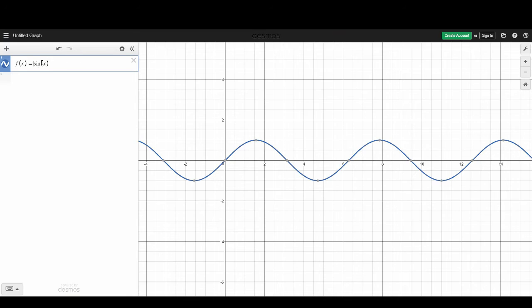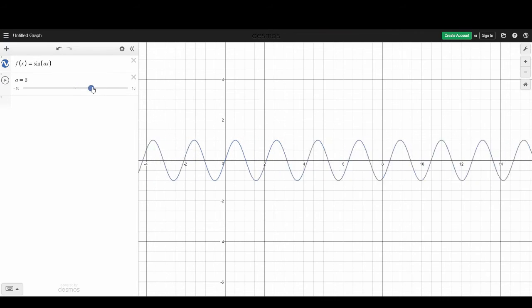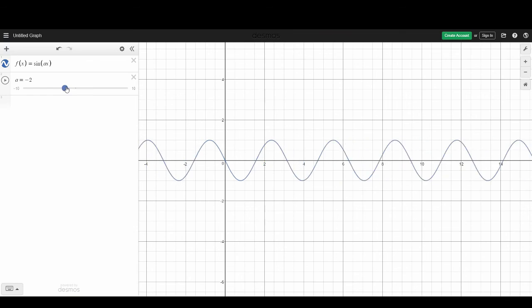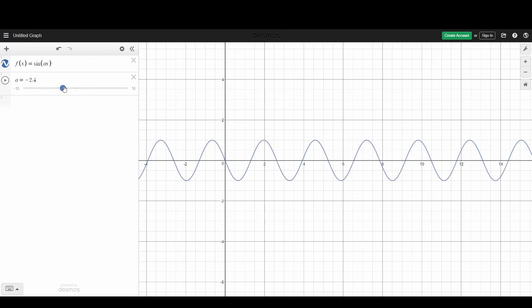This is a bit different from stretching the graph vertically because we multiply the x by our constant a, but this is going to stretch our graph by a factor of 1 over a. As you can see, as we increase a, our graph actually shrinks, and as we decrease it, it widens out. And if we go negative, what actually happens is the graph gets reflected in the y-axis.